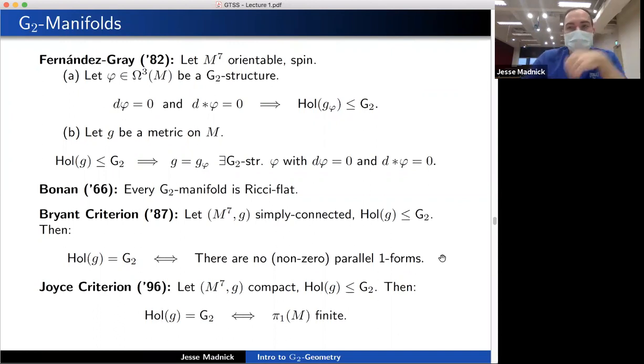Another criterion, which is also very important in the compact case, is due to Joyce. It says that if you have a compact manifold, not necessarily simply connected, and the holonomy is contained in G2, then you get holonomy equal to G2 on the nose if and only if your fundamental group is finite. Again, this is, if I recall correctly, an application of Berger's list, but here you also need to apply, I believe, the Cheeger-Gromoll splitting theorem. There's a proof of this written out in detail in Joyce's book, for example.